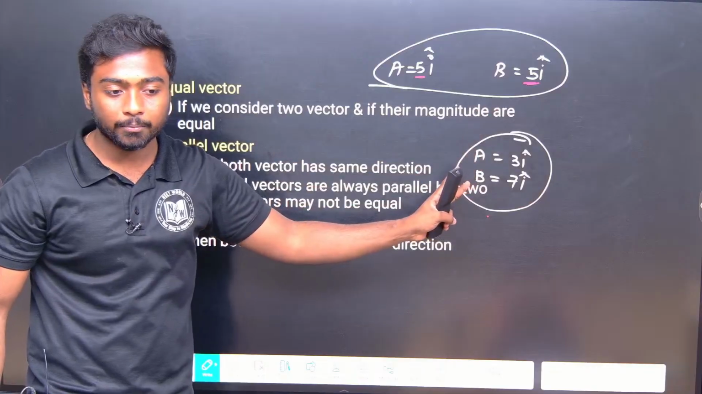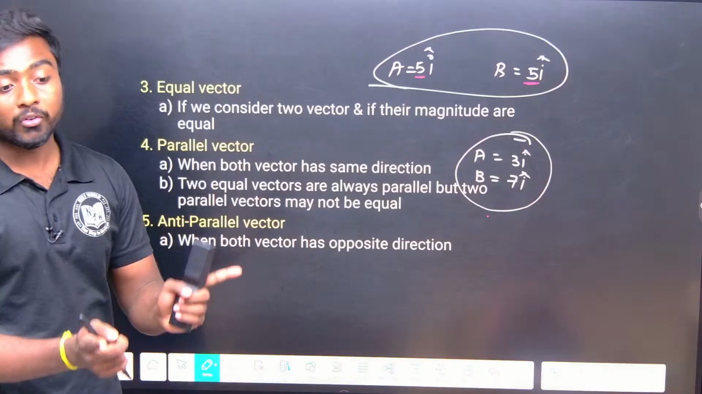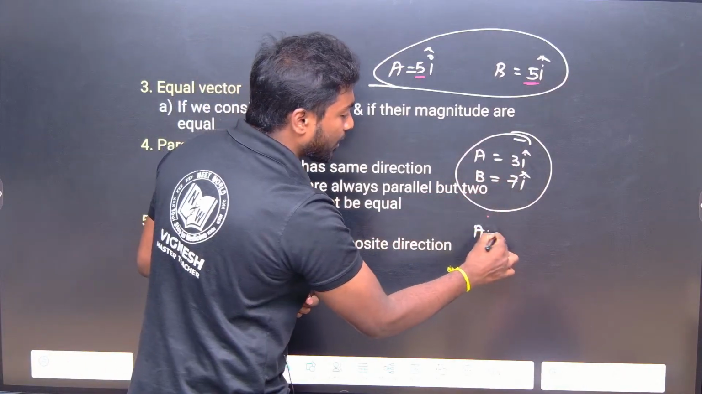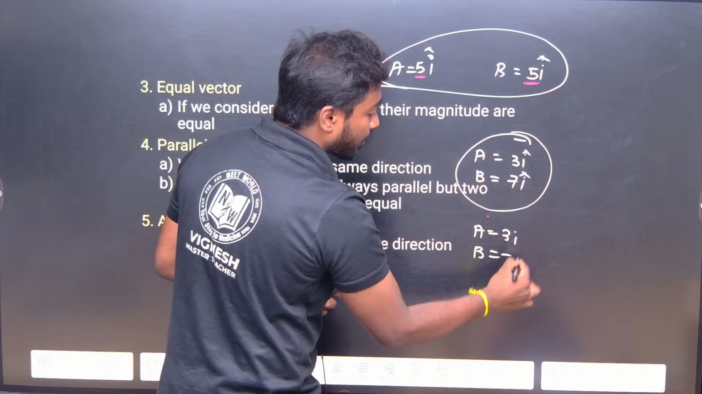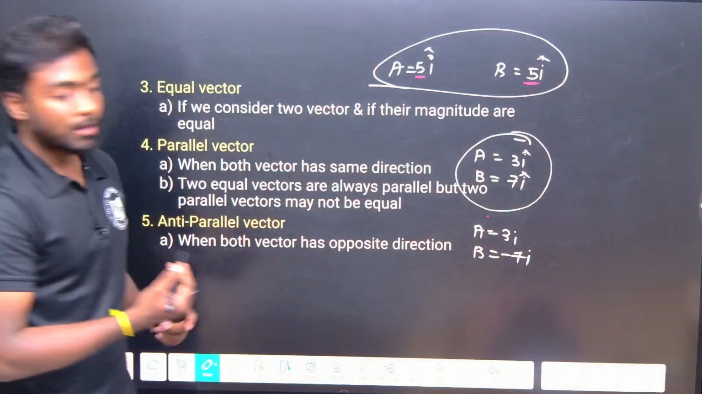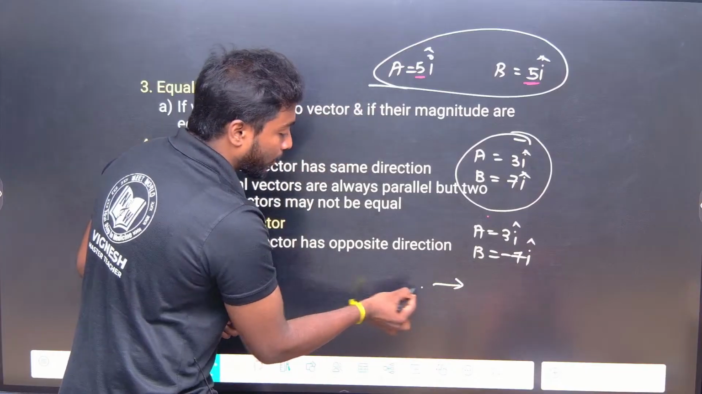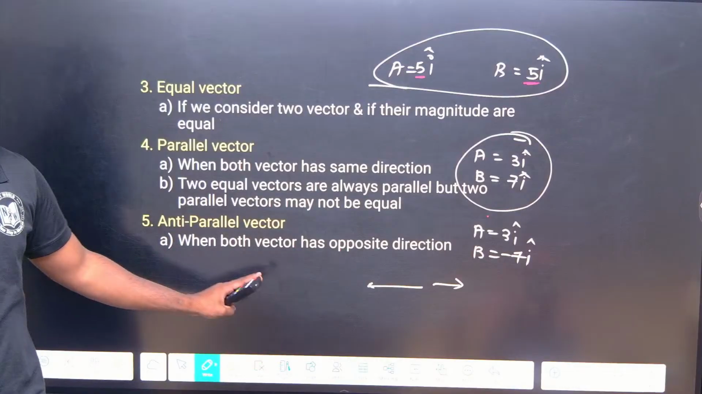Any doubts in this? So anti-parallel vector. Anti-parallel means opposite direction. So if I take A equal to 3i, suppose B is equal to minus 7i. Understood? Opposite direction. One is in this direction, one more is in this direction. Anti-parallel. Understood?